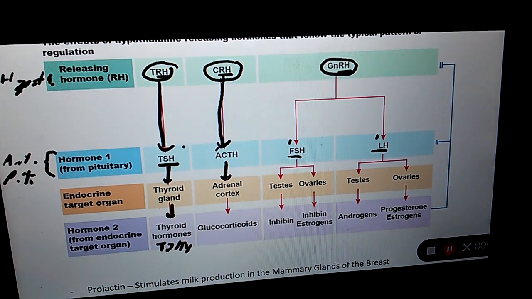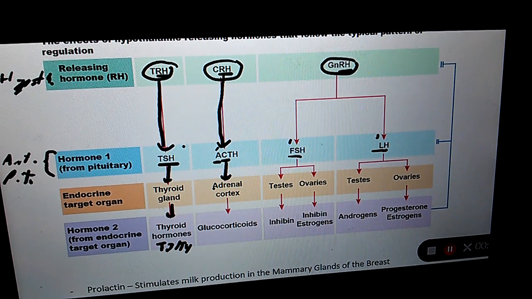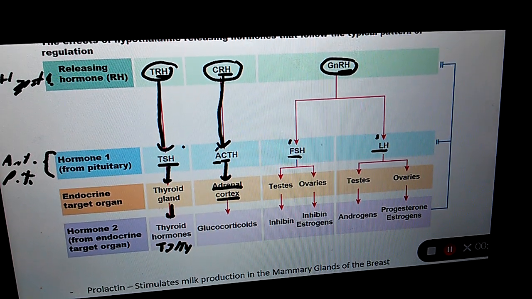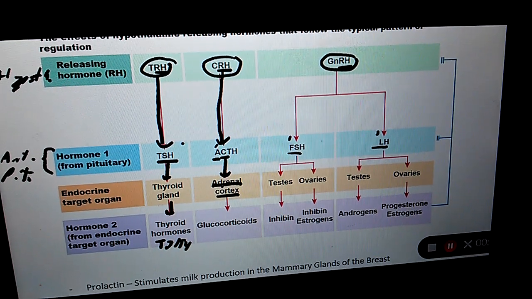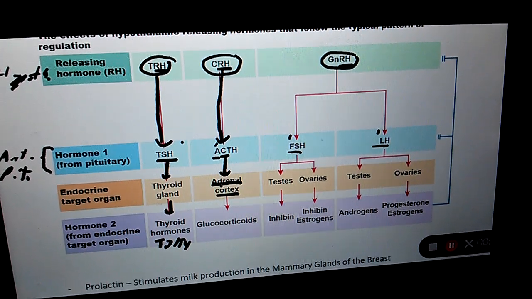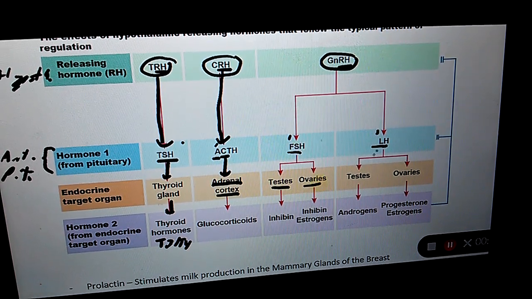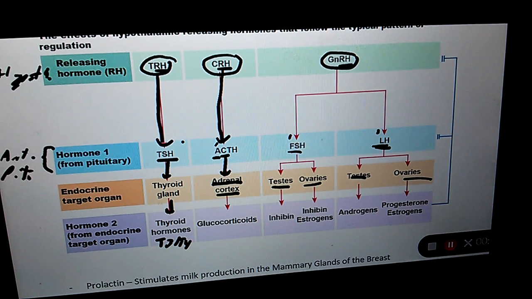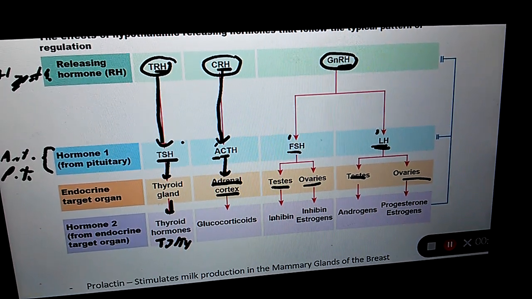ACTH stimulates what? Adrenal cortex. Remember, adrenocortico, cortico is cortex. Corticotropin hormone. ACTH stimulates the adrenal cortex. What does FSH stimulate? Testes and ovaries. What does LH stimulate? Testes and ovaries. Now, I'm not going to concern ourselves with this for this test.